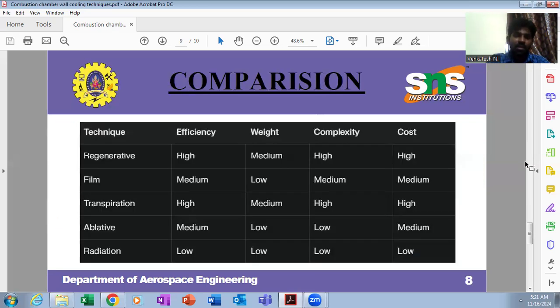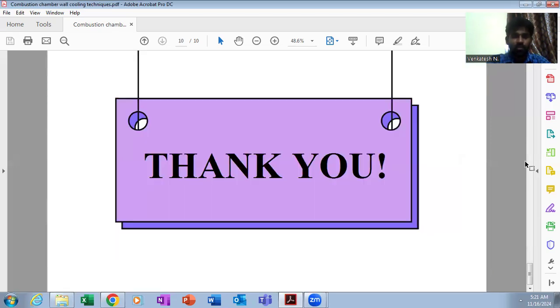Comparison of combustion chamber cooling is based on technique, efficiency, weight, complexity, and cost. Regenerative: high, medium, high, and high. Film: medium, low, medium, and medium. Transpiration: high, medium, high, high. Ablative: medium, low, low, and medium. Radiation: low, low, low, and low.